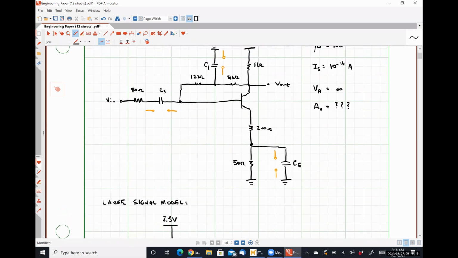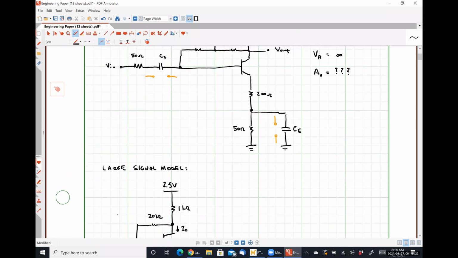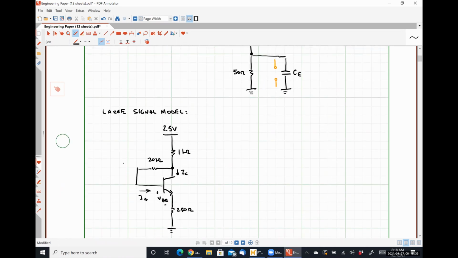Again, open circuiting the capacitor C1 places the 12 kilo ohm resistor in series with the 8 kilo ohm resistor, which is where this 20 kilo ohm resistor comes from. And open circuiting the emitter capacitance places the 200 ohm resistor in series with the 50 ohm resistor, which is why we have a total emitter resistance of 250 ohms. So what kind of biasing scheme is this? Self-biasing, but it also happens to have emitter degeneration, right? So we are going to start our analysis by looking at our self-biasing.